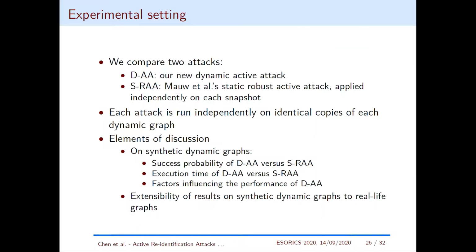We compare our dynamic attack to Mauw et al.'s robust active attack, which is the strongest static active attack so far. Each attack is run independently on identical copies of each dynamic graph, and we compare these two attacks in terms of success probability and execution time. We additionally evaluate what factors have the largest influence on the performance of our dynamic attack and see how much these results extend to real-life graphs.